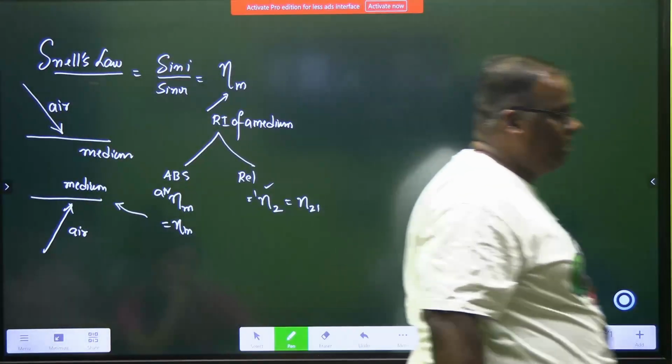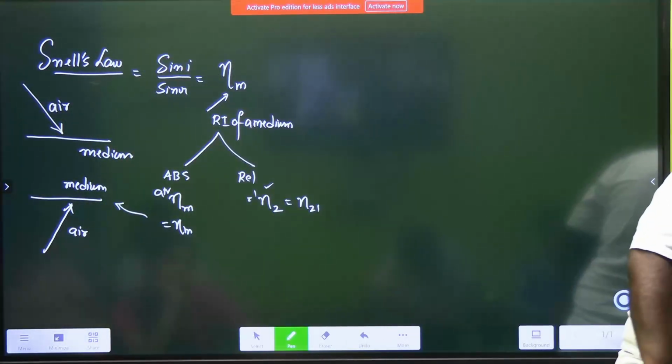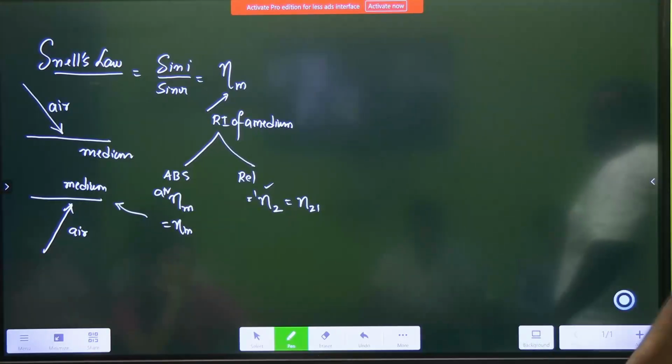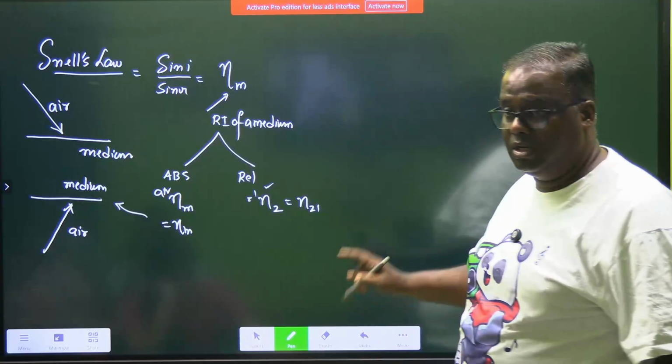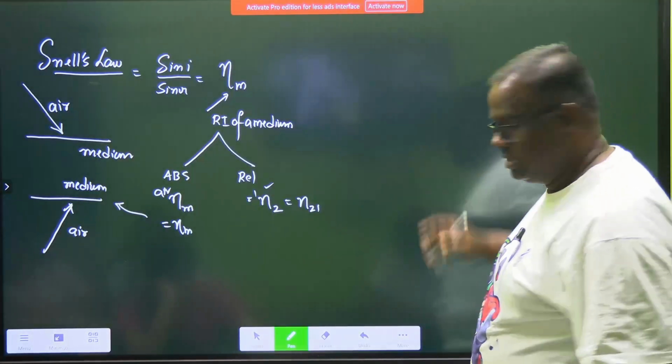Okay, refractive index with respect to any. So when you go to Google and somebody tells you refractive index of glass, all they are going by is absolute refractive index. This was our class till last class, right?